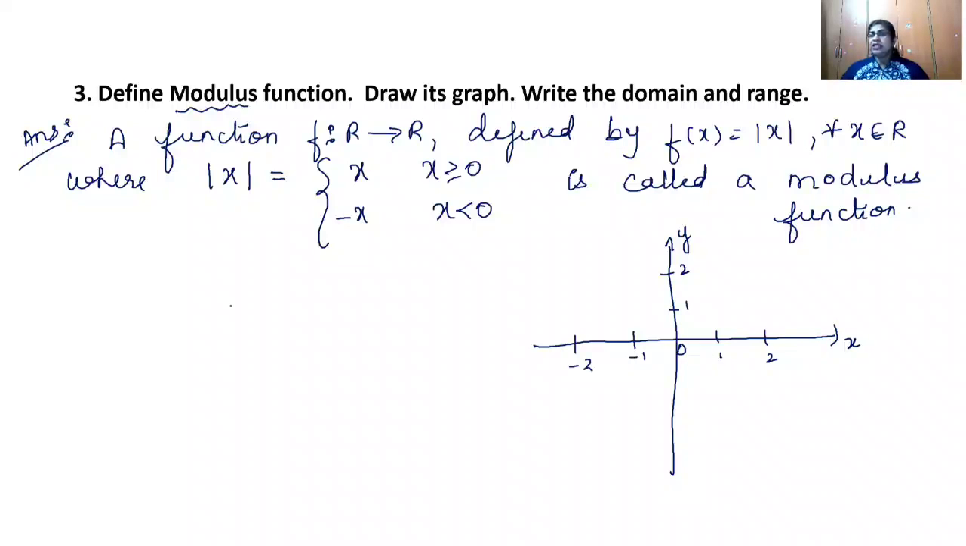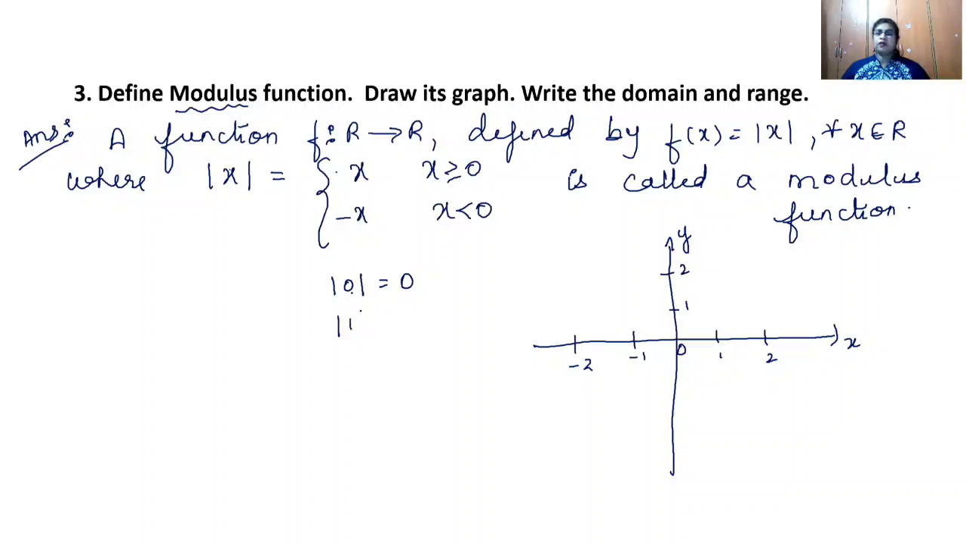Okay, so let me take a few points to draw the line. To draw the graph, we want a few points to plot on it. Suppose I say modulus of 0. What is modulus of 0? What is the definition telling us? Modulus of x becomes x when x is equal to 0. So whatever is inside the modulus sign, that is my answer, so therefore it is equal to 0.